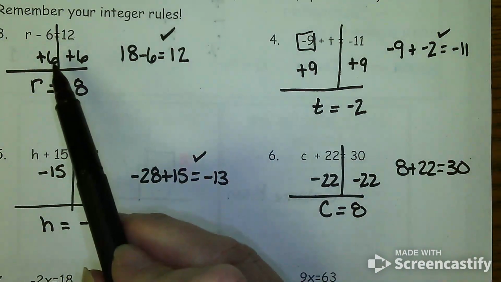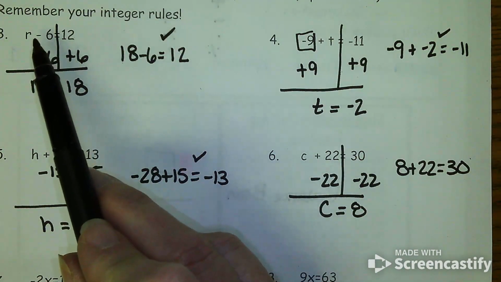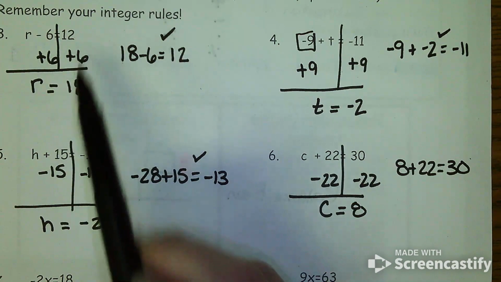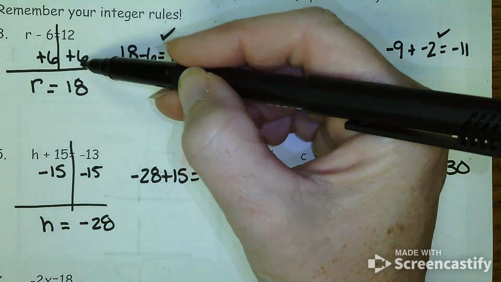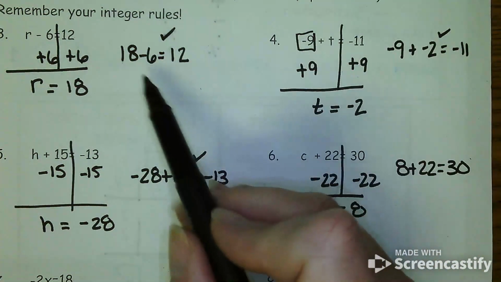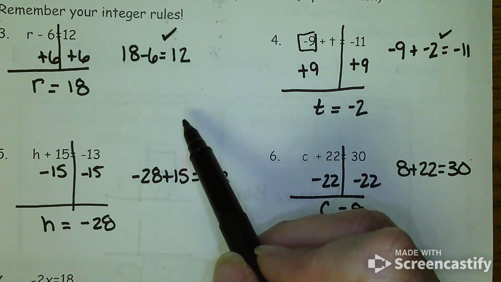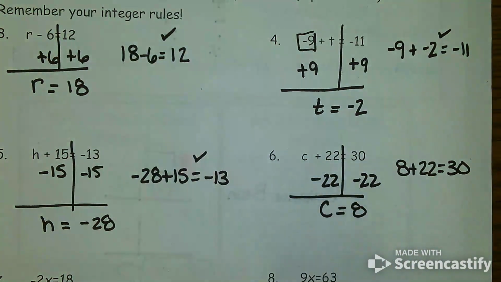Okay, at the top, balance beam happens first. The opposite of negative 6 is positive 6. And when you combine these 2 sides together, I get a positive 18. 18 minus 6 is 12. It checks out when I plug r back in.